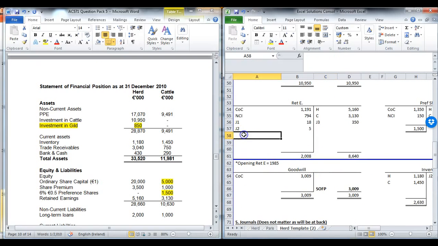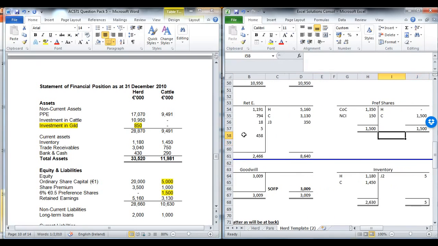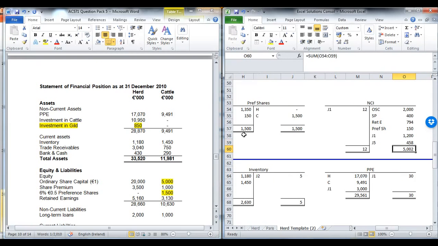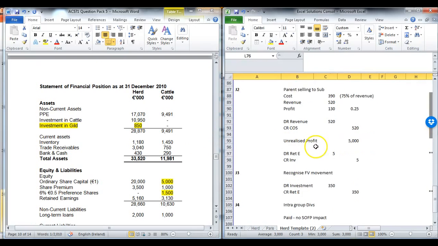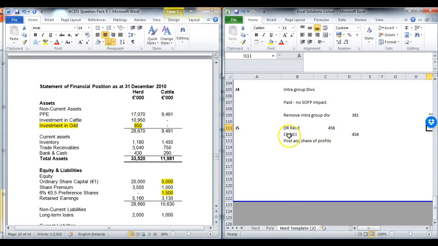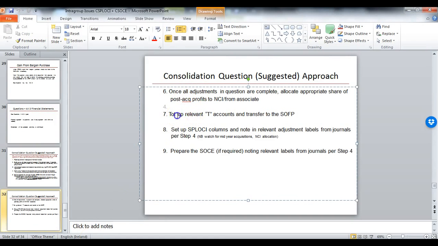So we've debit retained earnings, J5, 458, and then J5 here for the NCI, 458. So we've now captured that post-acquisition share. And again, there's no element here in terms of the Splocky, because we will show that on the Splocky ourselves, and that will be a separate working. So we'll say here, separate working for Splocky split. And I'll show you how that is done in a second when we get on to completing the Splocky.